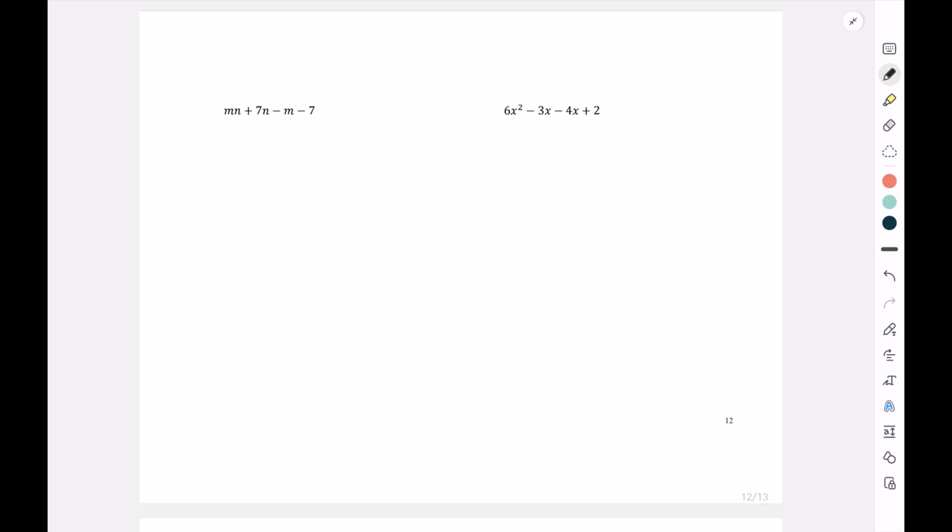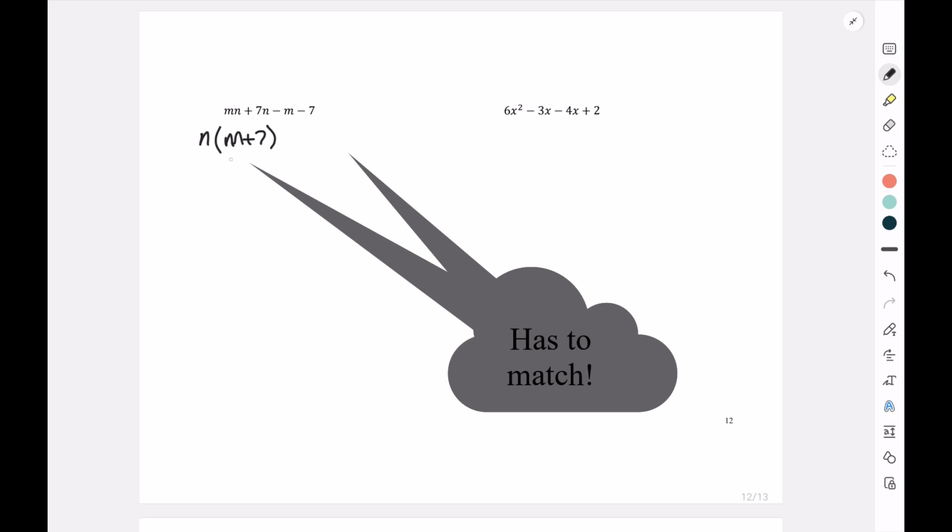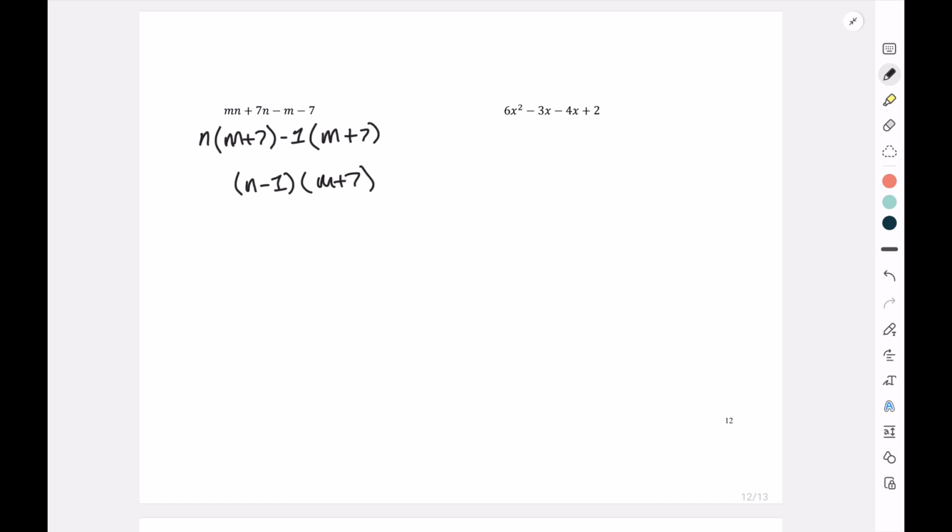out what's in common with the first two, what's in common with the next two, and then that would be your binomial. So in this first one, we have mn plus 7n minus m minus 7. And so we can see that we have our first two, and we have our next two. And so if we pull out what's in common with the first two, we can pull out an n, and we would be left with an m plus 7. And if we want this m plus 7 to come back, we would need to pull out a negative 1, and we would have an m plus 7. And our answer would be n minus 1, m plus 7.